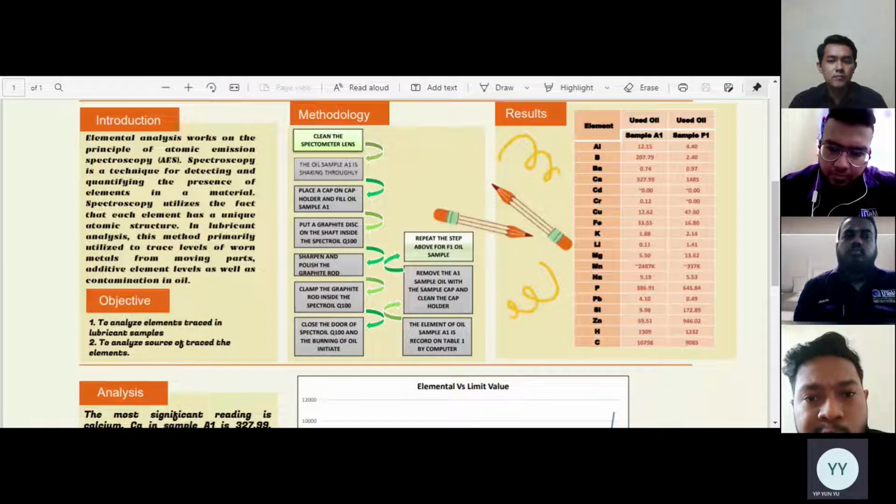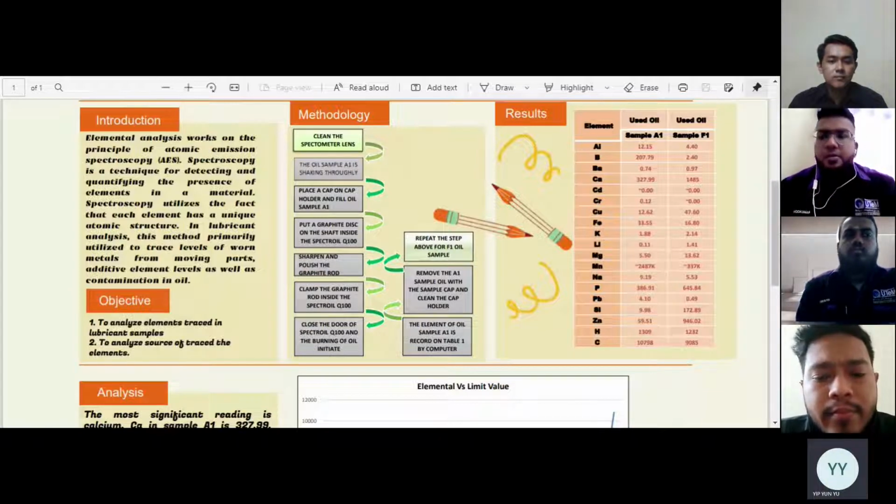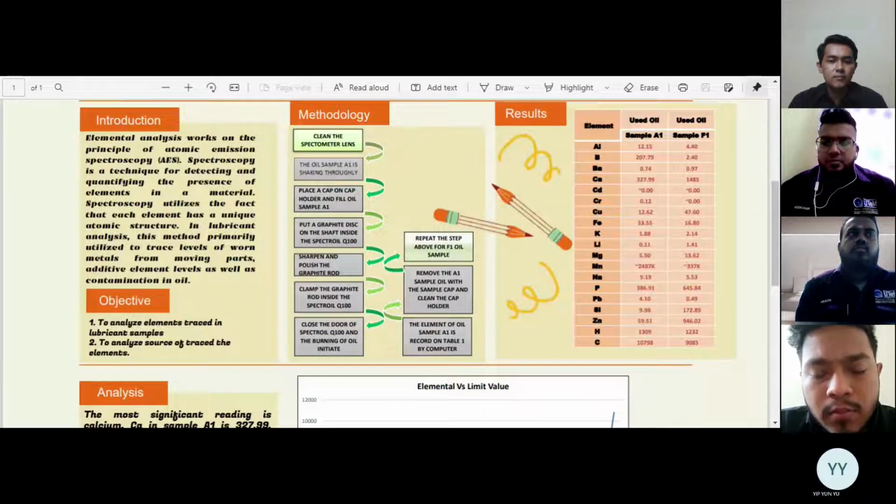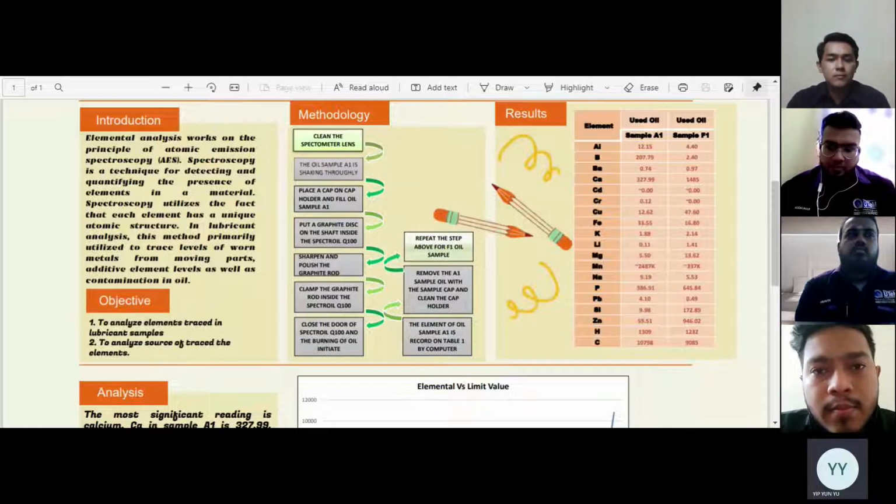Increased engine wear results in the loosening of those tight tolerances. It generates additional space, making it more difficult for the oil to seal the engine's different moving parts. So the reading of calcium in our experiment in sample A1 is 327.99, while for the used oil sample F1 it is higher, that is 1,485. Calcium is often found in conjunction with magnesium and forms the detergent and corrosion inhibitor part of the additive package. For aluminium, the A1 sample is 12.15, while used oil sample F1 is 4.40.